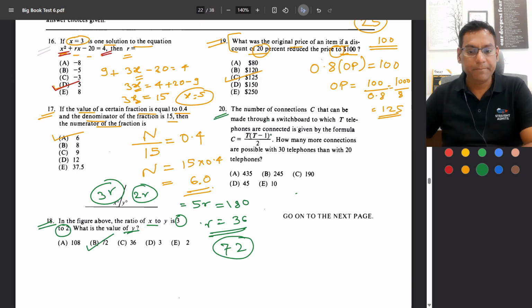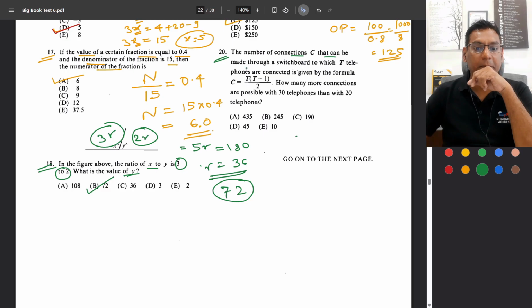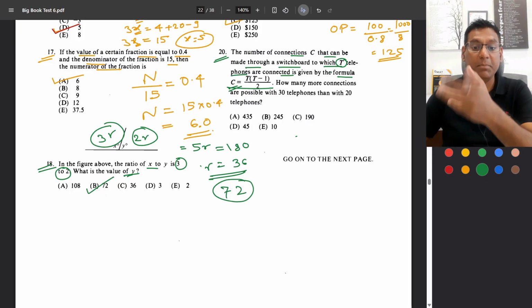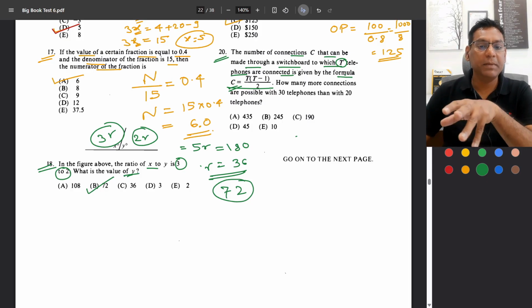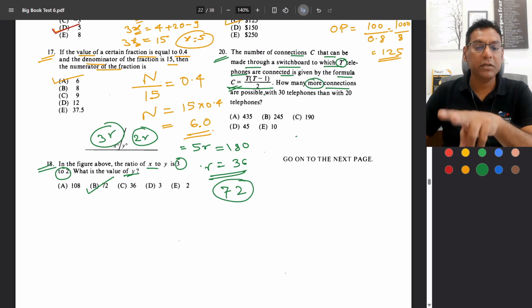Question 20. The number of connections C that can be made through a switchboard to which T telephones are connected is given by this formula. So if there are T telephones, you put the value of T in this, and you get the number of connections that can be made from those many telephones. This is a formula. How many more connections are possible with 30 telephones than with 20 telephones?